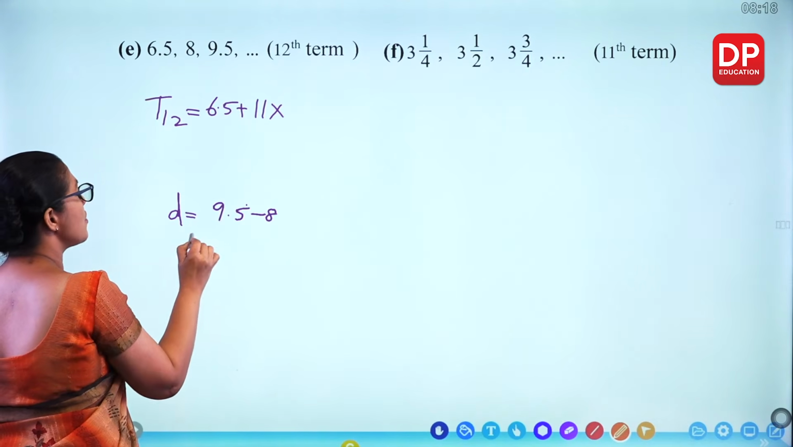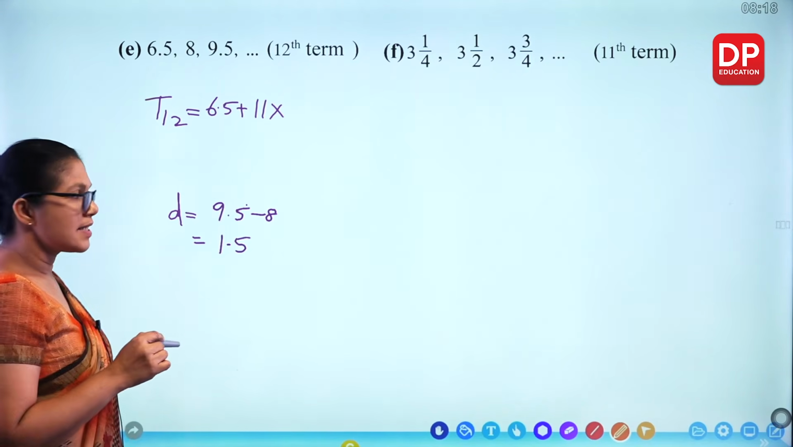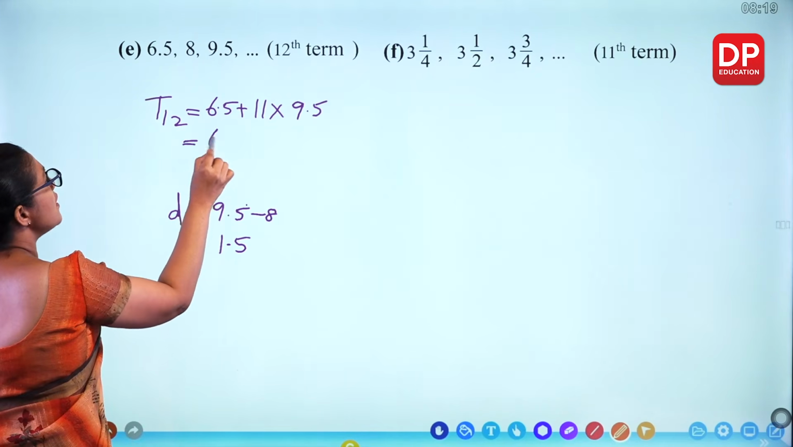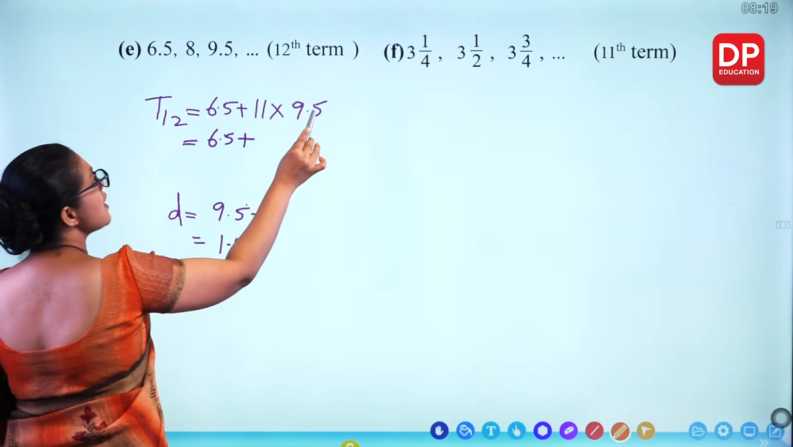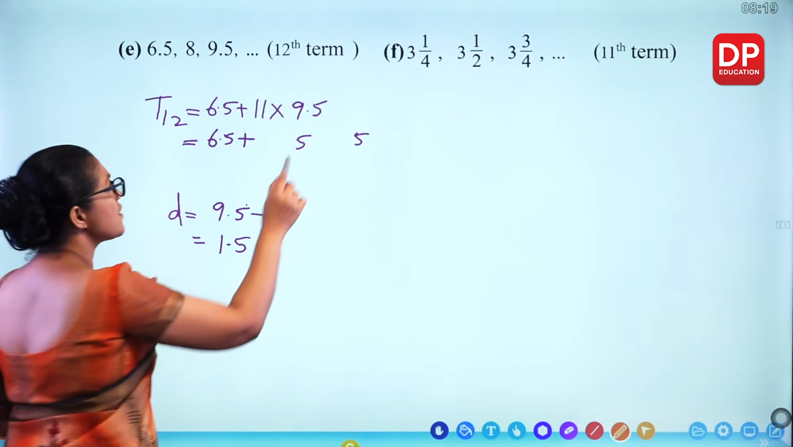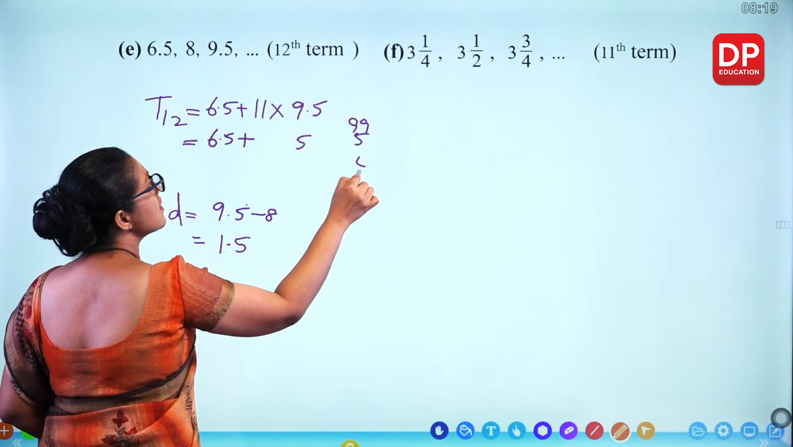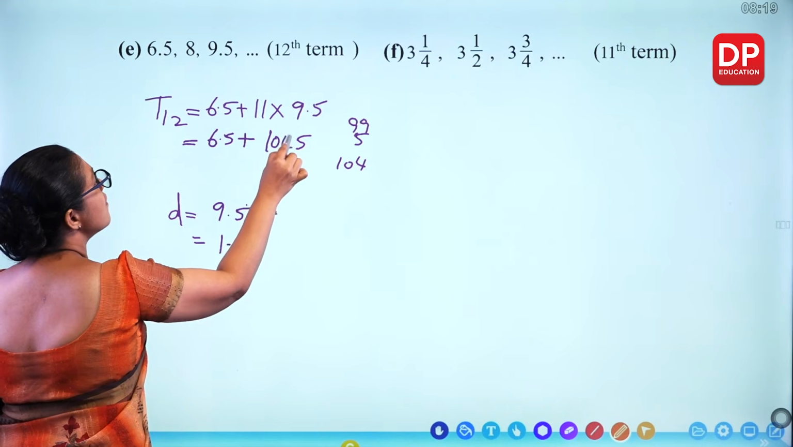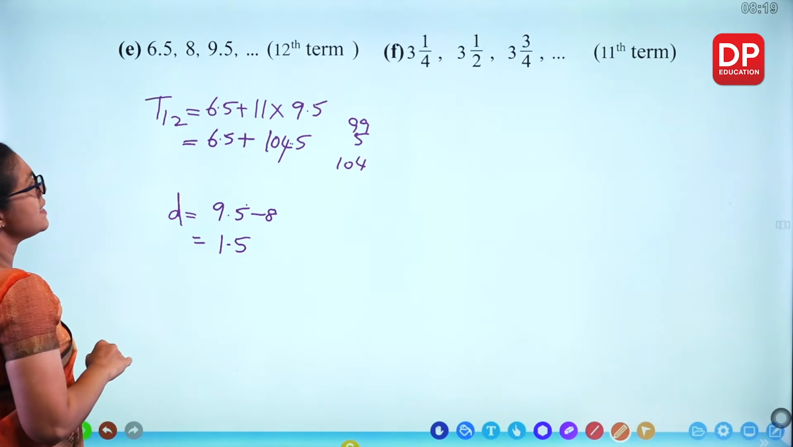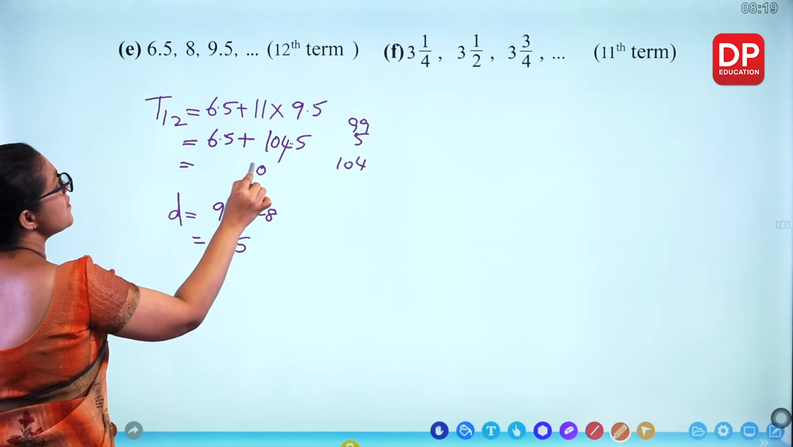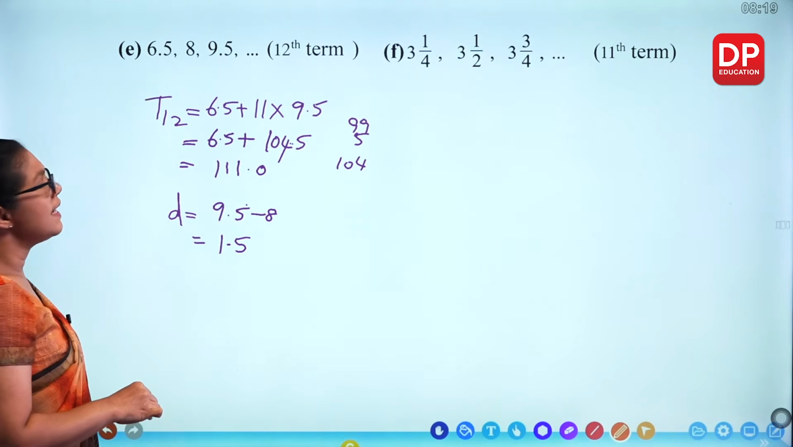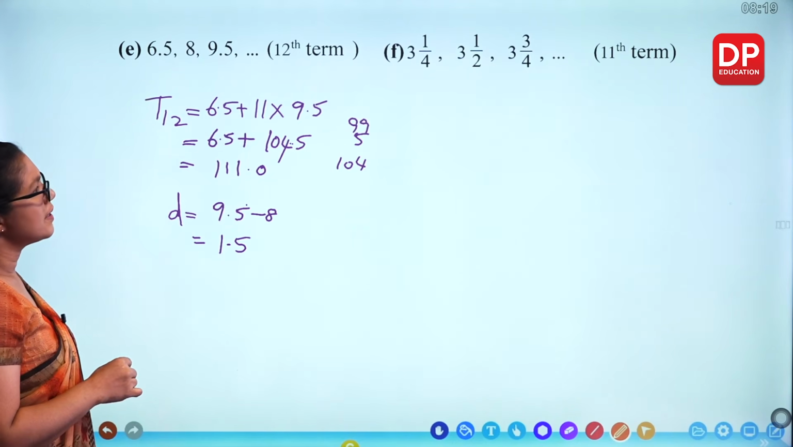9.5 minus 8, you get 1.5 as the difference. Substitute here. So we'll first do multiplication. 11 times 5 is 55. 5 remaining. 11 times 9, 99 plus 5, you get 104. And then make sure that you put a decimal point. Now add it. 0.5, you get 111 as the 12th term.